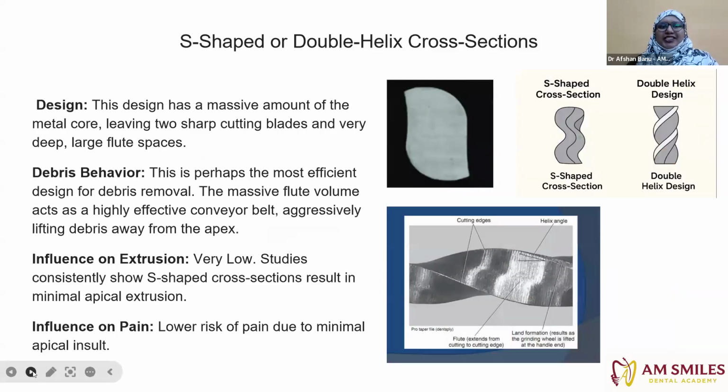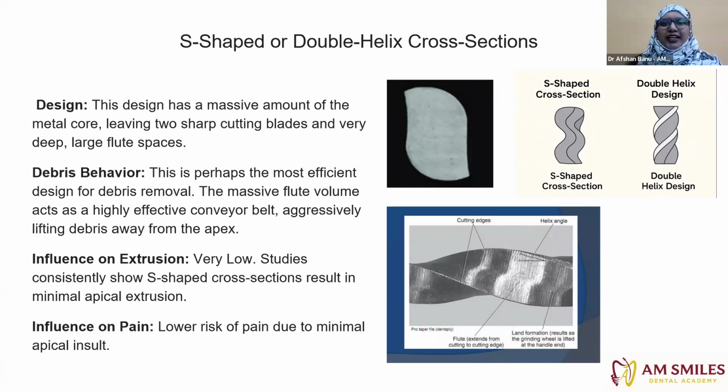And then will be your S shape. So the series, your rectangular and square, is going to push debris more into the apical region, then followed by your triangle and modified triangle, and then your S and double helix cross section. So this S shape and double helix cross section is going to give more space at the sides, and it will actually push, literally it will push the debris towards the coronal region.